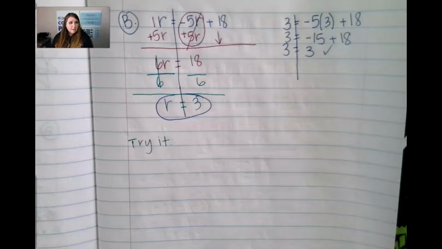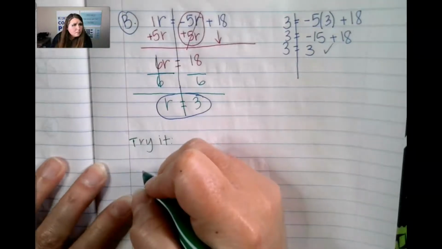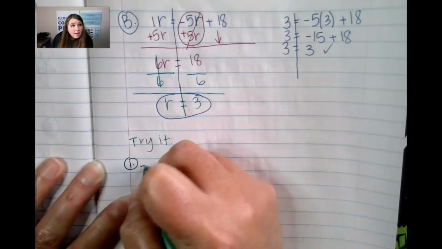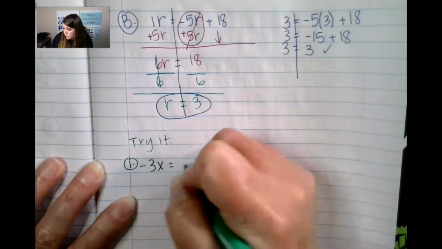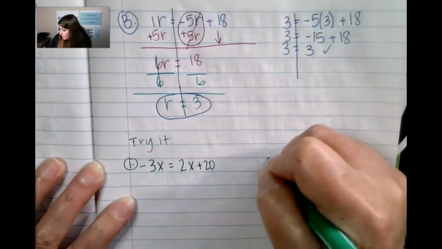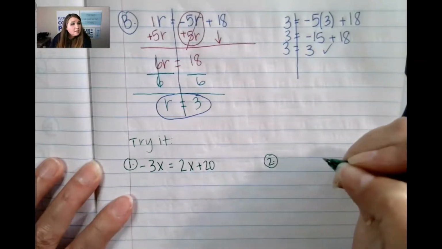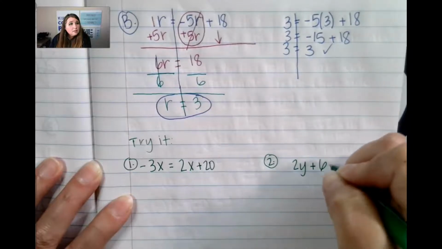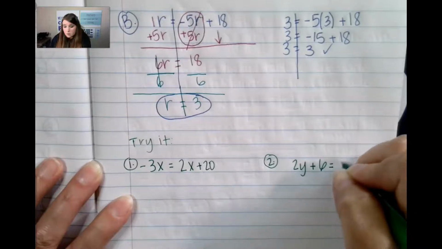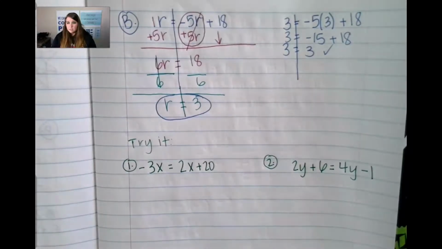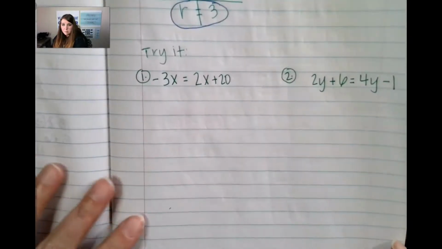All right, your try it says negative 3x equals 2x plus 20. And then you have another try it, and this try it says 2y plus 6 equals 4y minus 1. All right. So go ahead and hit pause so that you can solve these. And then when you're ready, you come on back.